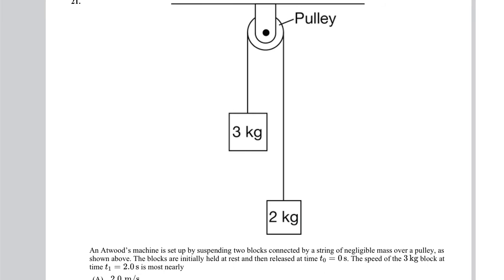Okay, number 21. An Atwood's machine is set up by suspending two blocks. The blocks are initially held at rest, so V naught is going to be 0 meters per second. And then we are given a time of T naught is 0 seconds, 2 seconds pass. So the change in time is going to be 2 seconds. We're trying to find the speed of the 3 kilogram block. So we're going to have to find V final.